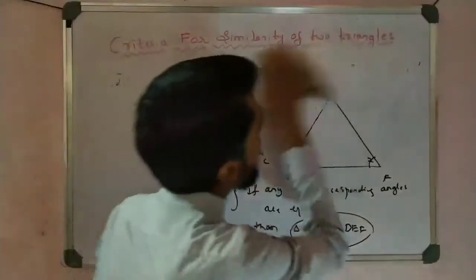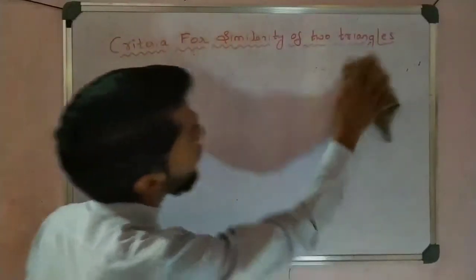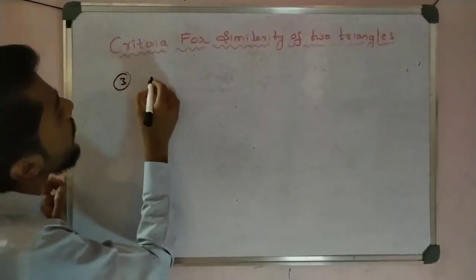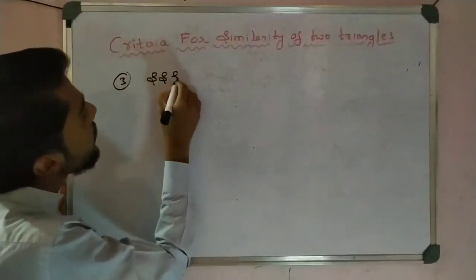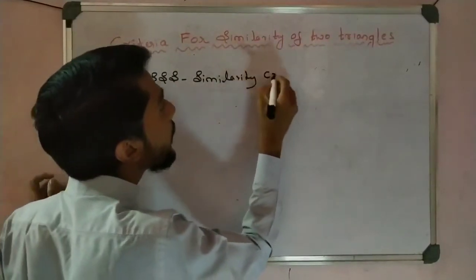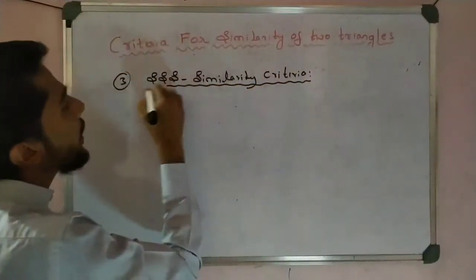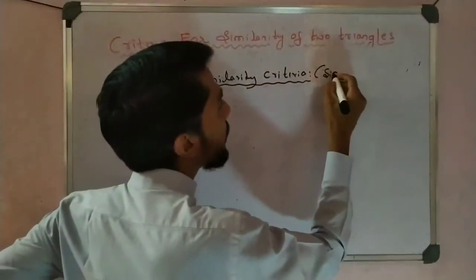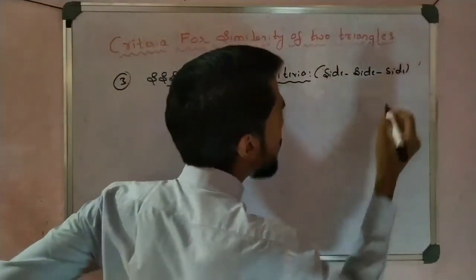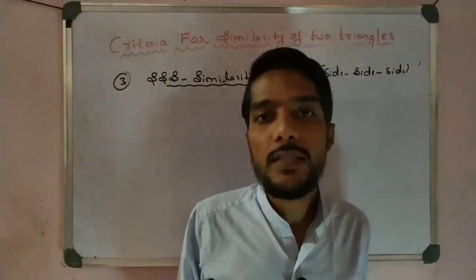Now students, take the third criteria. There are a total of 4 criteria. Now the third one, that is SSS similarity criteria. What does S stand for? S stands for side. This does not depend on angle. Here we neglect the angles, we only take the sides.